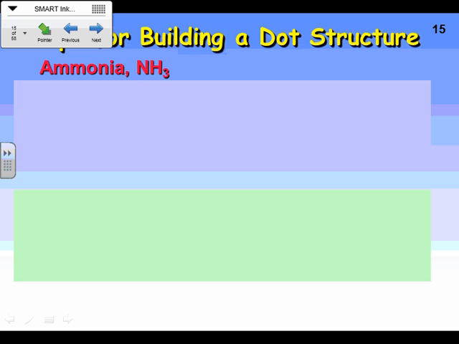So the first thing that we have to do, if we're building a dot structure for these things, is decide on a central atom. Here's where we learn the process of doing this, and it's a fairly straightforward process. I think you guys are going to be fine with it. But there are 4 atoms here. So which one do I put in the middle?